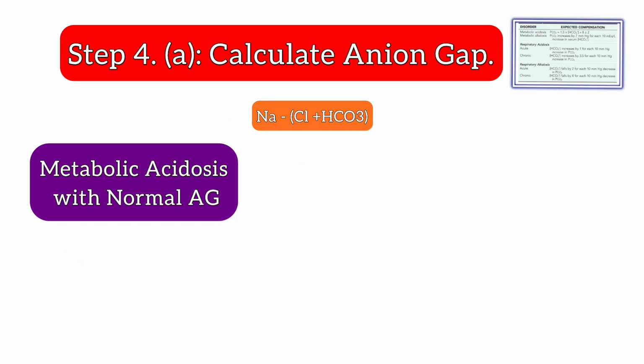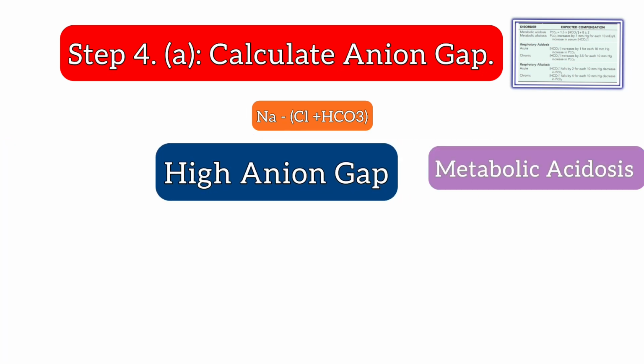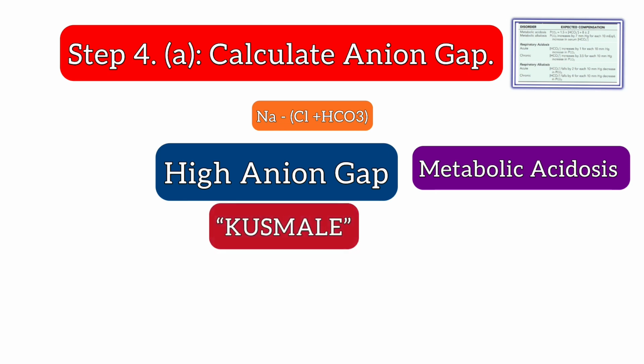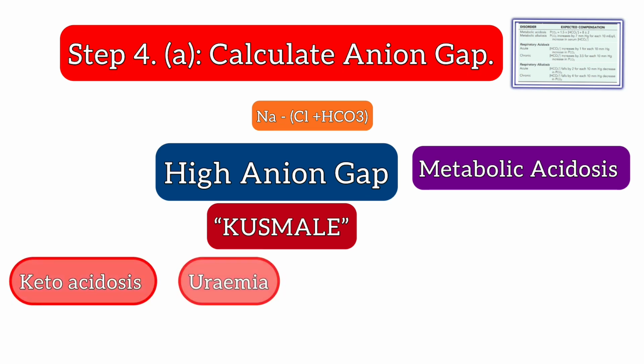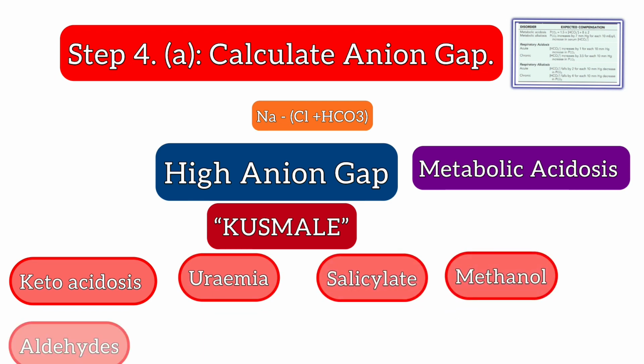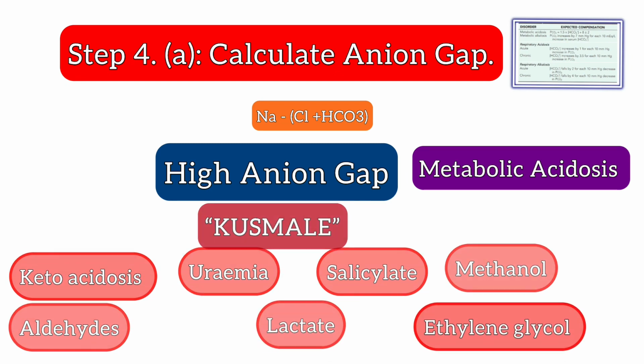If the anion gap is high, that is more than 20, then it is high anion gap metabolic acidosis, and the possible causes can be remembered by this mnemonic KUSMALE. There are several mnemonics available, but I like this one as it sounds like Kussmaul's breathing, which is also seen in case of metabolic acidosis. In KUSMALE, K stands for ketoacidosis, U for uremia, S for salicylate, M for methanol, A for aldehyde, L for lactate, and E for ethylene glycol.